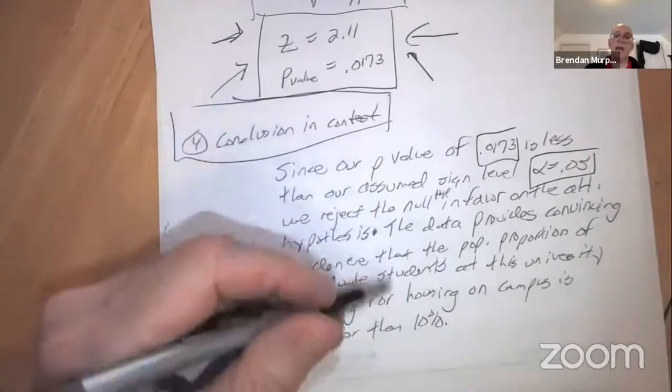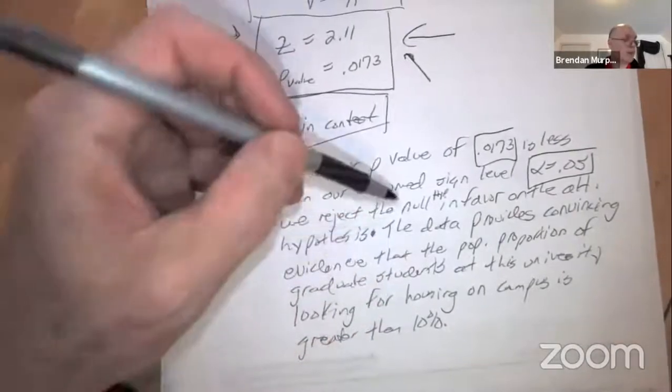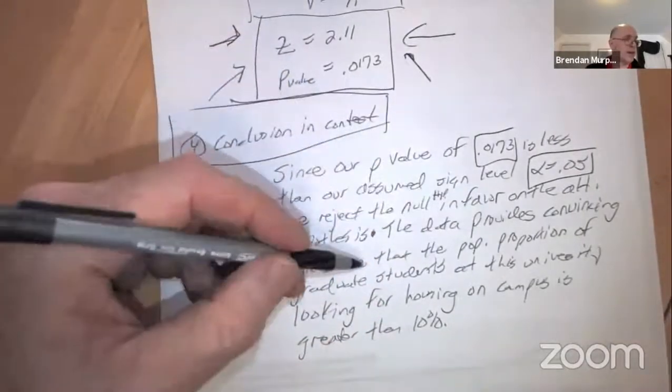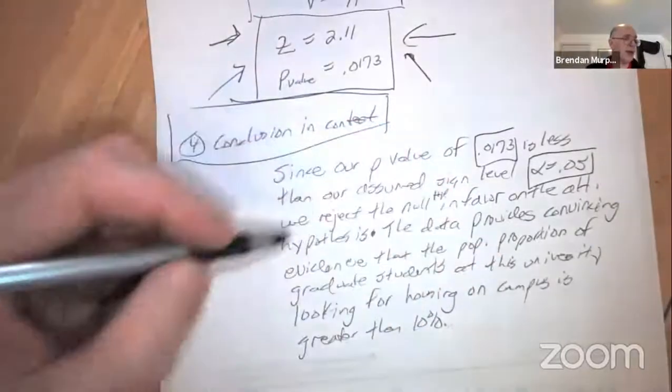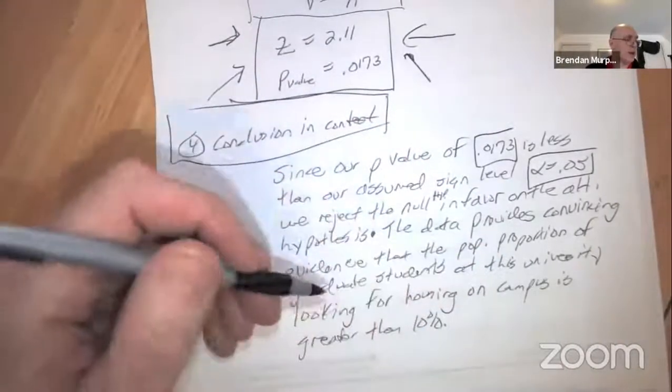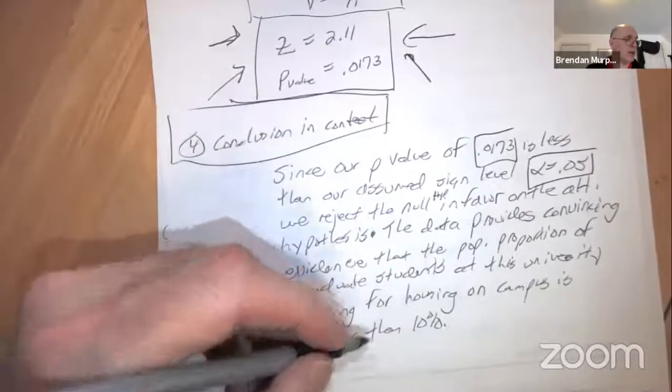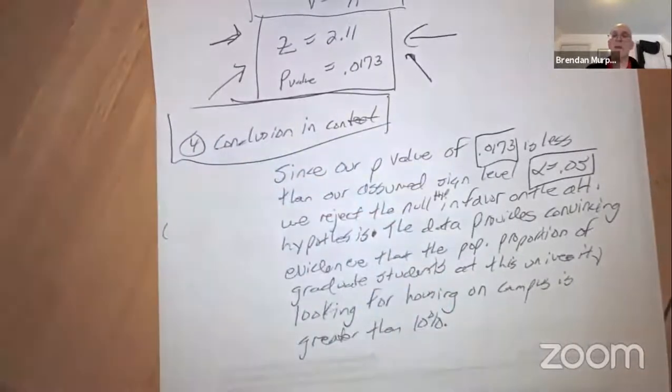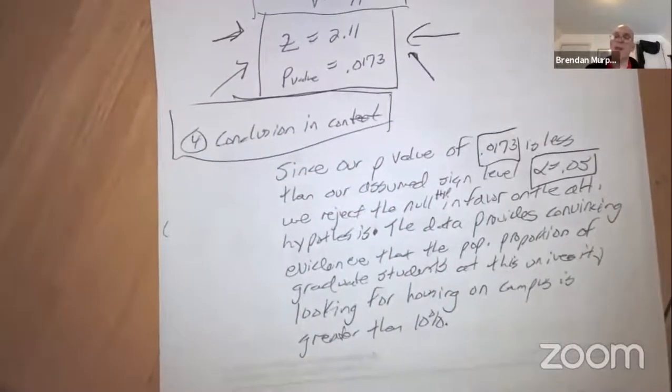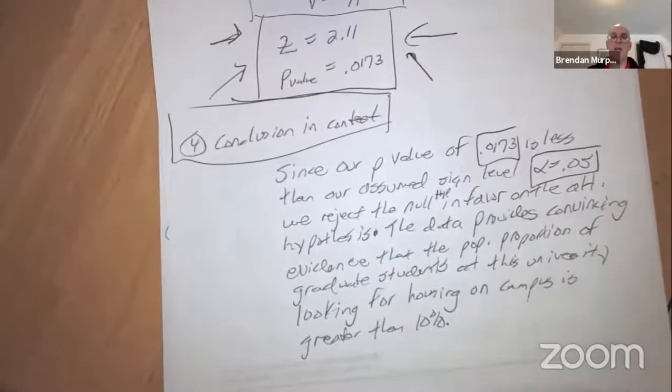But my next sentence really has to tie it into this problem. So the data provides convincing evidence that the population proportion of graduate students at this university looking for housing on campus is greater than 10%. I haven't said I've definitely proved anything. That's not what a hypothesis test does. But the evidence that we've collected is leading me to believe that perhaps the university does need to build more housing and/or that it's more than 10%.